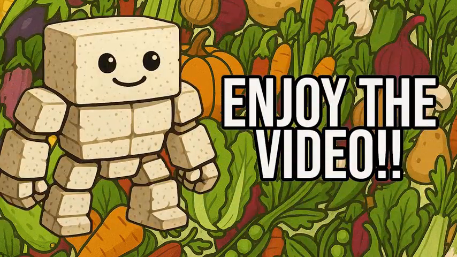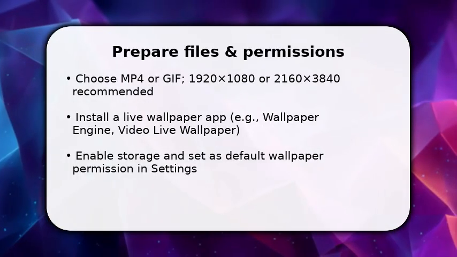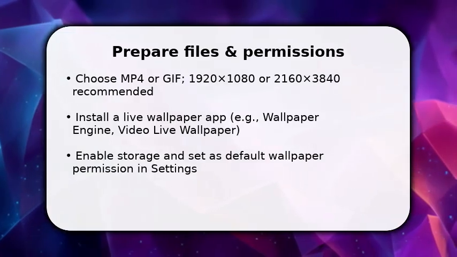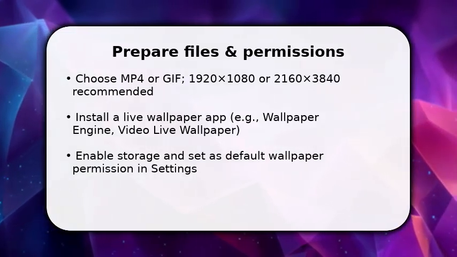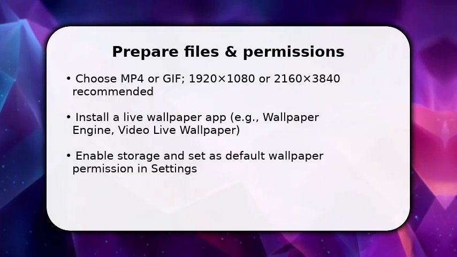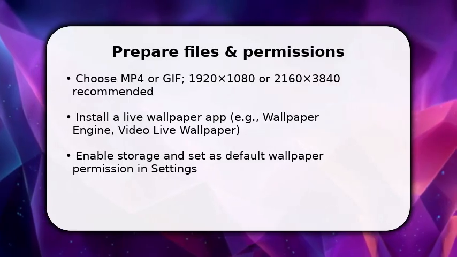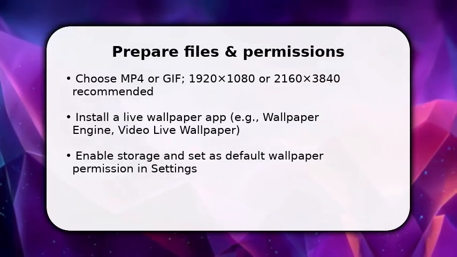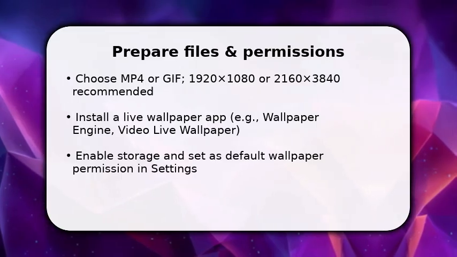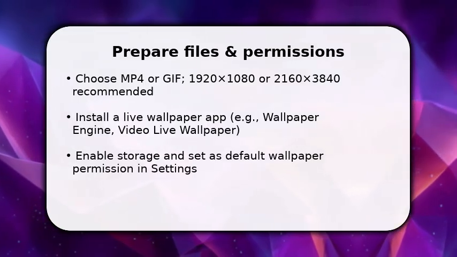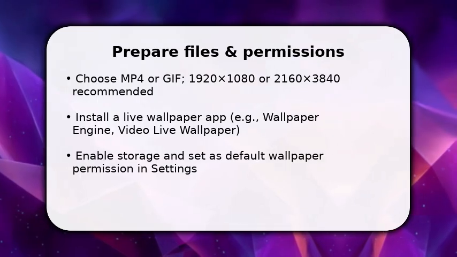Please enjoy the video. You'll start by picking a high-quality video or animated file and granting the app access. Tap the live wallpaper installer and allow storage and display permissions. This lets the app read media and set wallpapers. Once done, import the MP4 or GIF into the app's library and preview to check aspect ratio and length.